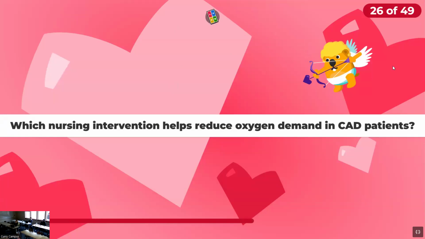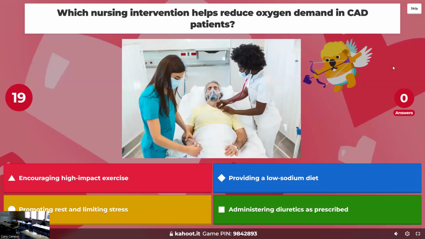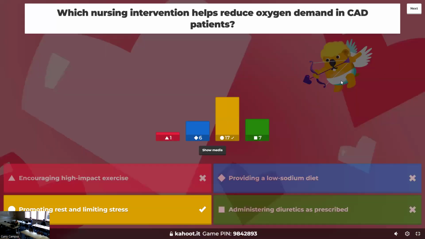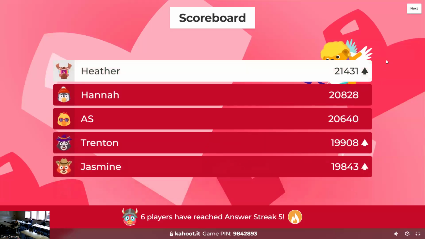Which nursing intervention helps reduce oxygen demand in CAD patients? And the green one is administering diuretics as prescribed. Then the yellow is promoting rest and limiting stress. Alrighty, good. Promoting rest and limiting stress. And if we start to run out of time before we get to heart failure, I'll probably skip a few of the CAD ones.